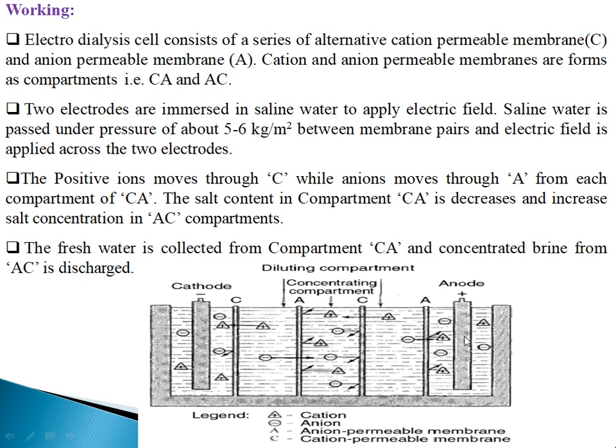When the electric field is applied, the positive ions move towards the cathode while the anions move towards the anode from each Ca compartment. The salt content in the Ca compartment decreases and the salt concentration in the Ac compartment increases. The fresh water is collected from the Ca compartment and the concentrated brine from the Ac compartment is discharged.